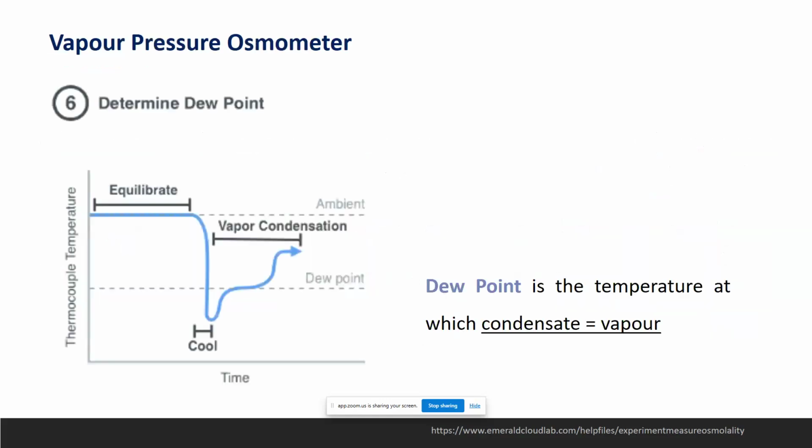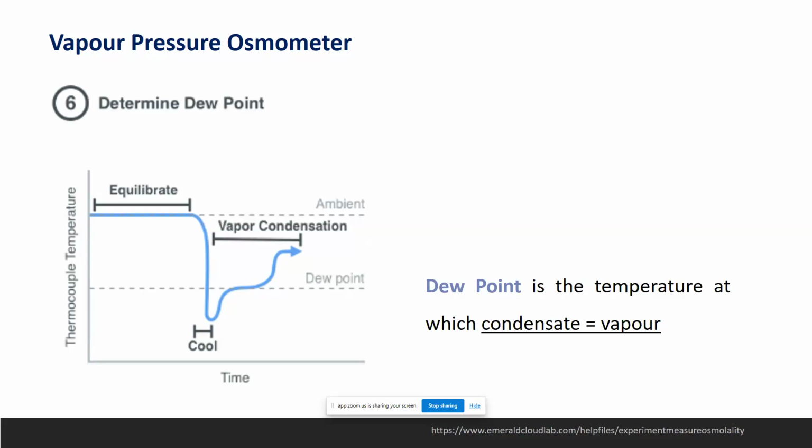So measurement is related to this concept called dew point rather than the vapor pressure itself. And dew point is the temperature at which the condensate is equal to vapor, and dew point decreases with decreased vapor pressure. So in the final step of measurement, the thermocouple temperature stabilizes as vapor condensation slows, determining that dew point temperature before eventually rising again towards ambient temperature.